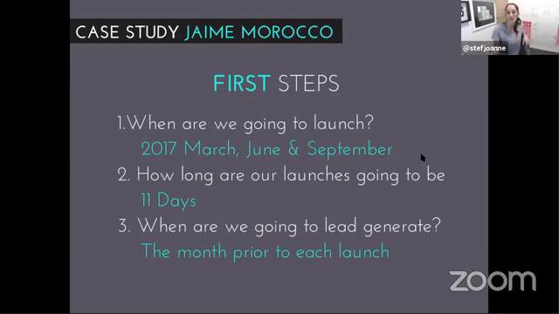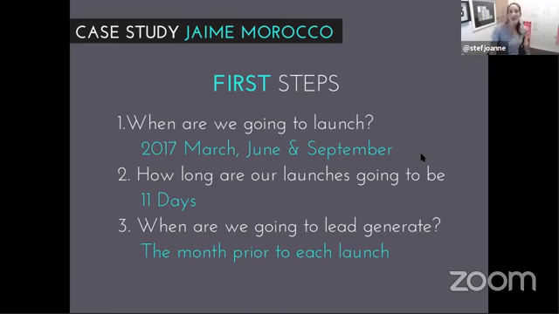So when we're using Jamie's example, the launches that we had mapped out on her launch calendar when we did this for 2017, what's wrong with my language today? Am I having a tough time with my words? Is that all the time? Yeah. Okay, sorry guys. For 2017, for March, for June, and for September, better?